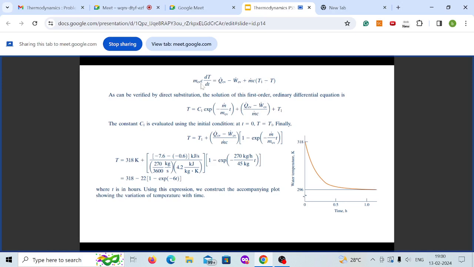You just divide by m dot Cv and divide by (T1 minus T) on the other side, and you have to integrate that. So we will end up with this equation. If you differentiate this, you can easily see that you will get the above equation. So we substitute, as we know all the values here.